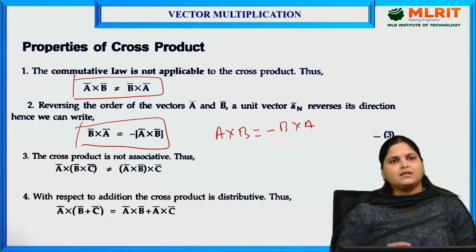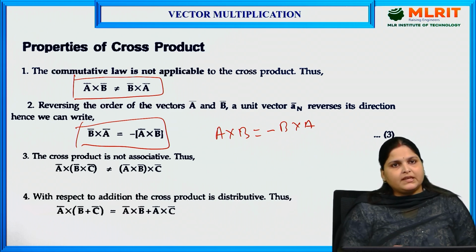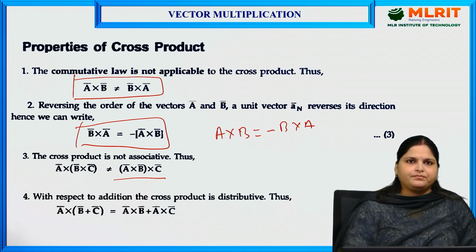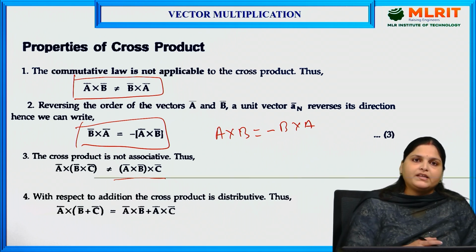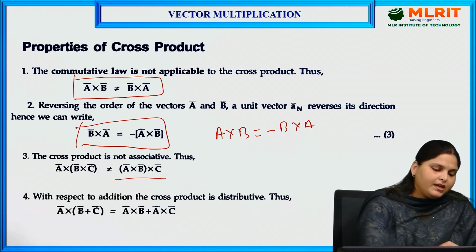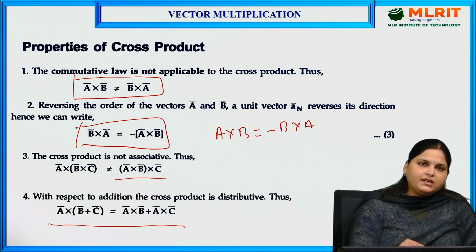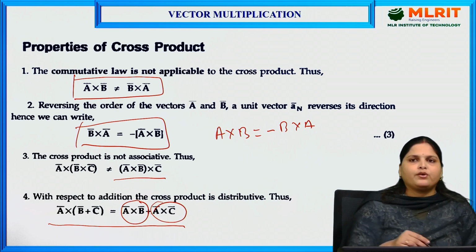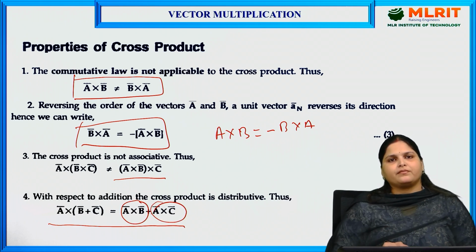The third property is that the cross product is not associative. That means A cross (B cross C) cannot be written as (A cross B) cross C. Now, if we talk about addition, this cross product is distributive. That means we can write A cross (B plus C) as A cross B plus A cross C, right?